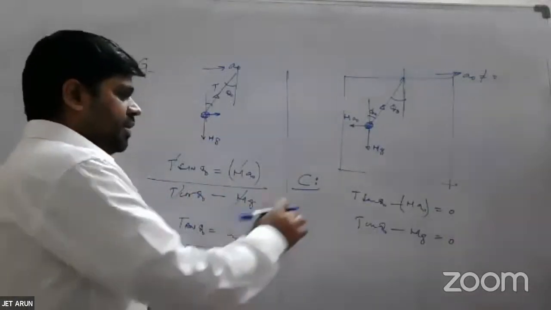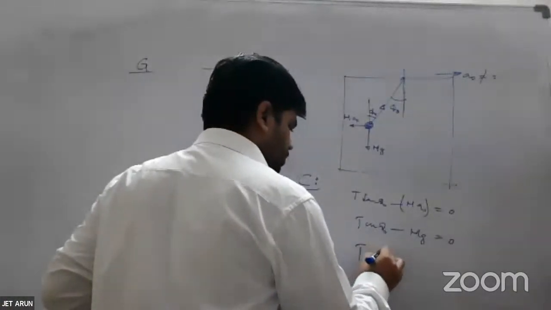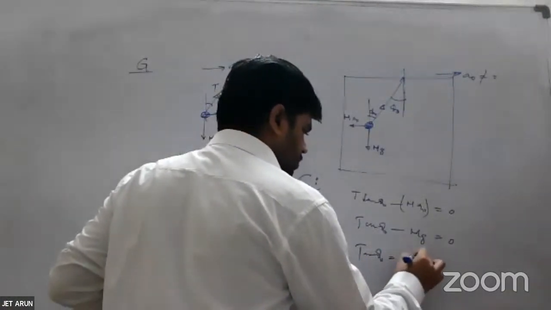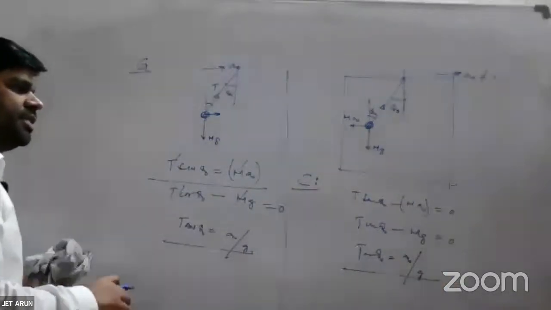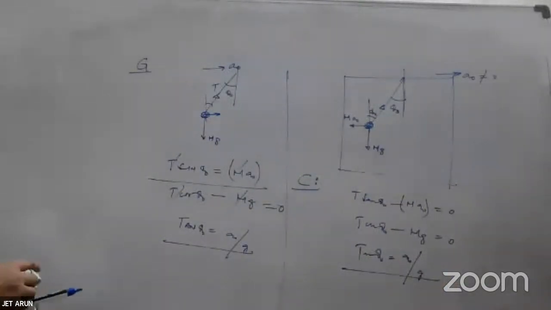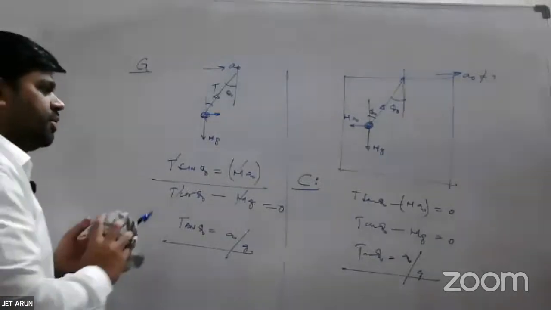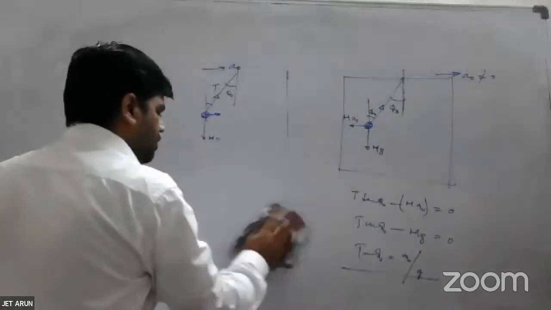So I get tan theta is equal to a naught by g. Whether it's from here or here, you get the same theta. All right, now I'll erase this.